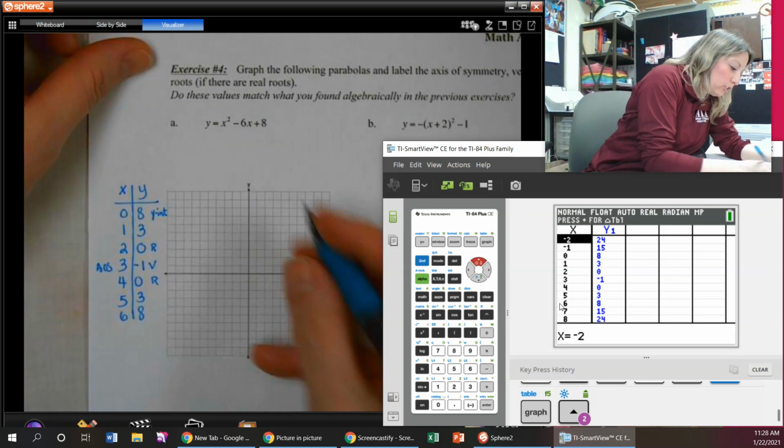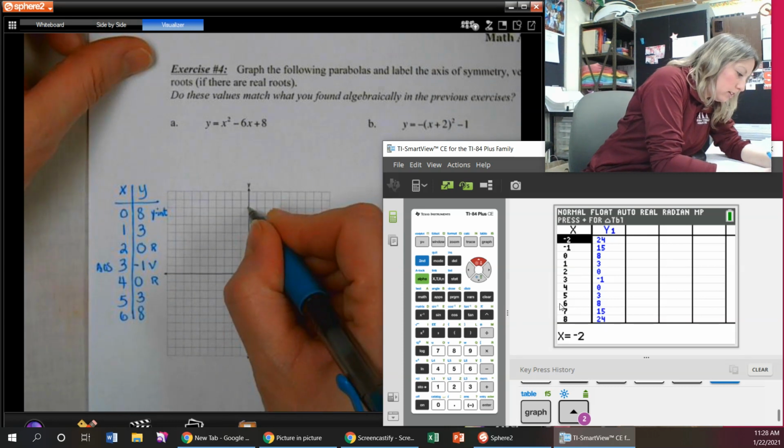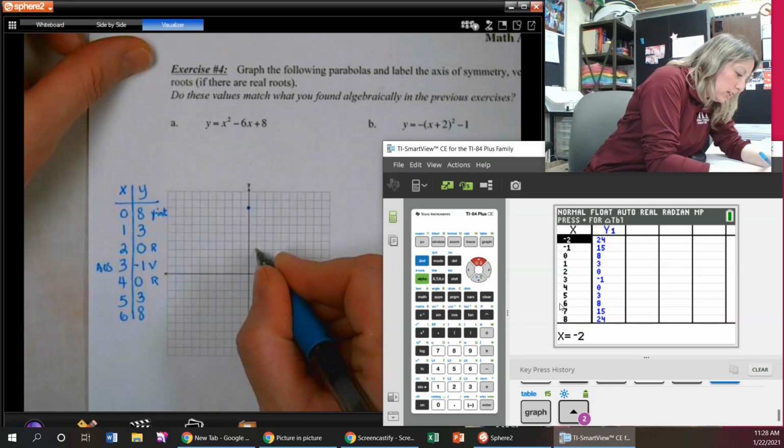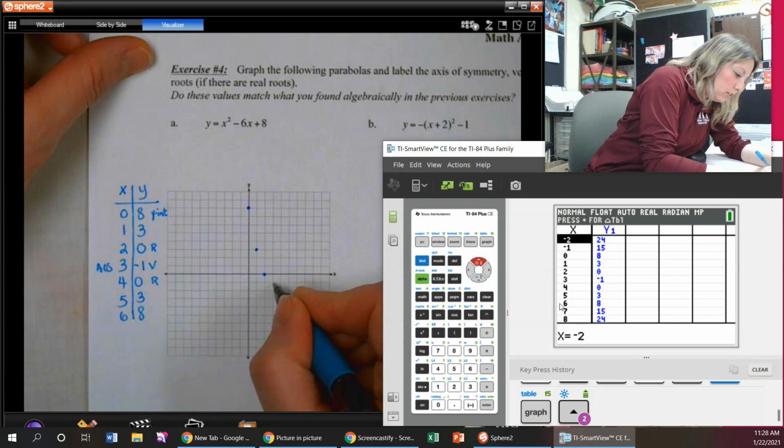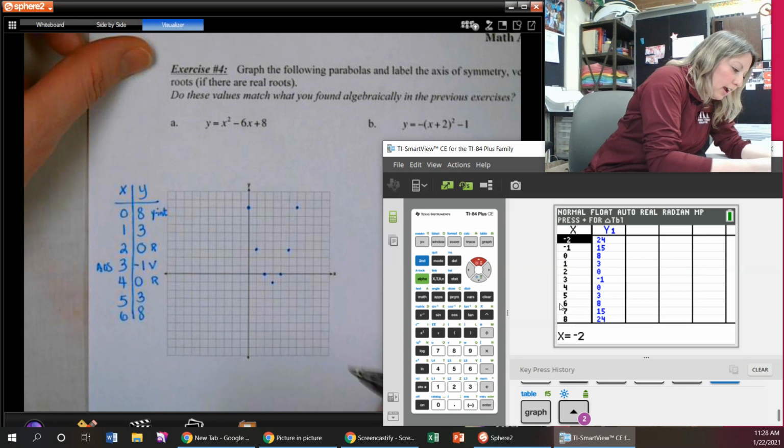All righty, let's graph. 1, 2, 3, 4, 5, 6, 7, 8. And 1, 2, 3, and root, and vertex, and root, and back up. And now connect.